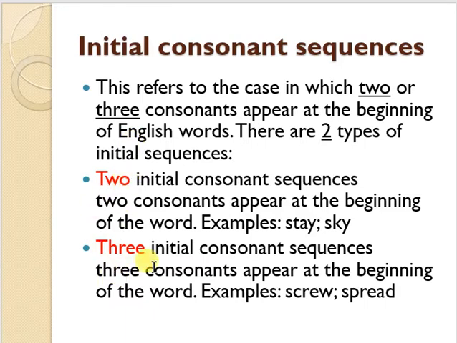We have two types. When we have two initial consonant sequences, it means that we have two consonants appearing one after the other. This is simple, even its pronunciation is simple. For example, the word stay. Or also we have sky.